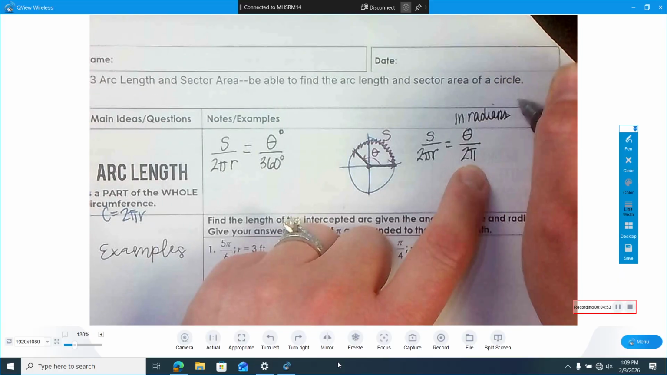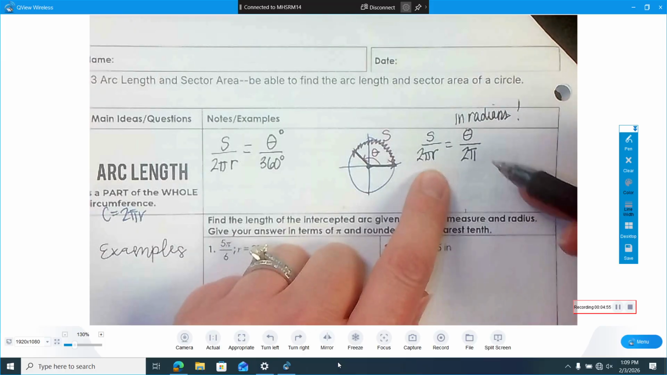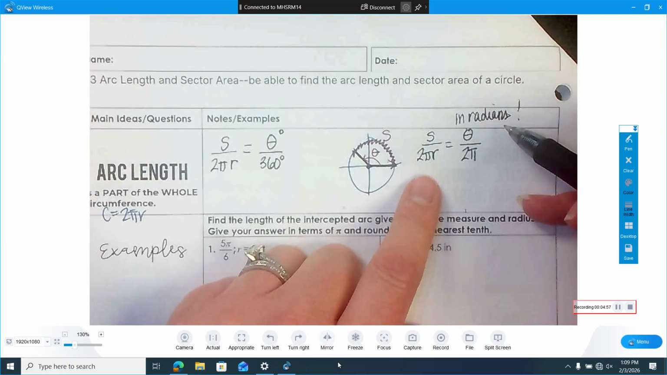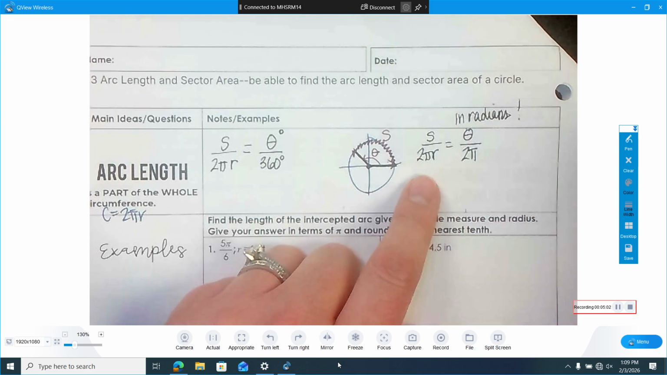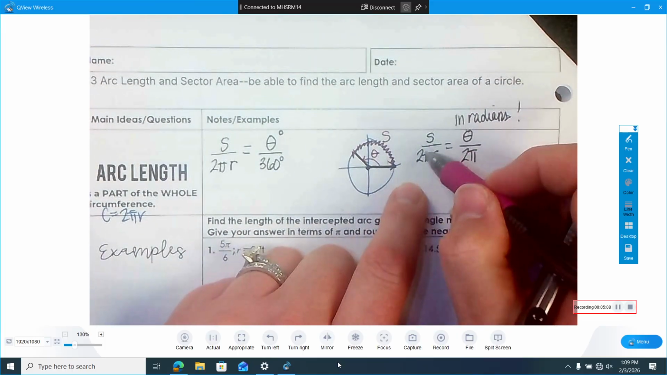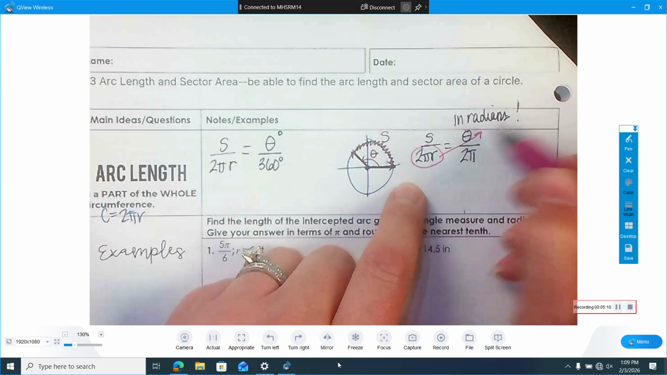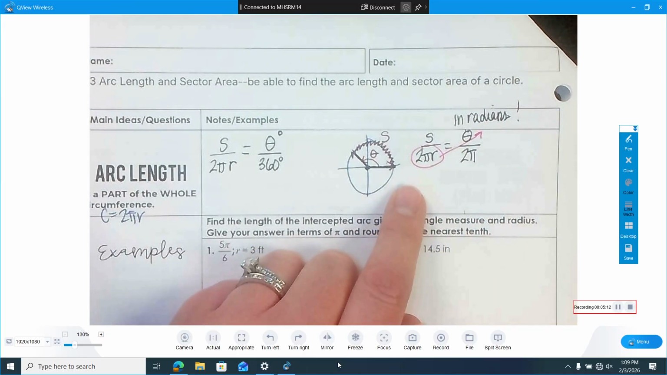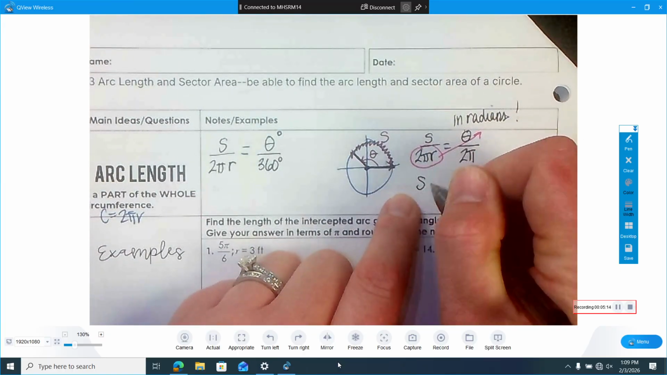Now watch what happens here, because this is very interesting. How do you know if you're in radians? No degree symbol. Very good. All right. So watch what happens. We're going to solve for s. I want to get s by itself. So I'm going to take this denominator, and we're going to multiply it to the other side. Cross multiply, if you will. So I get s alone.